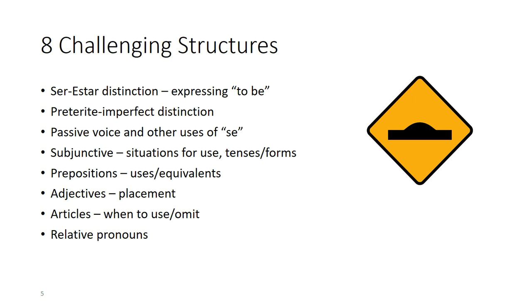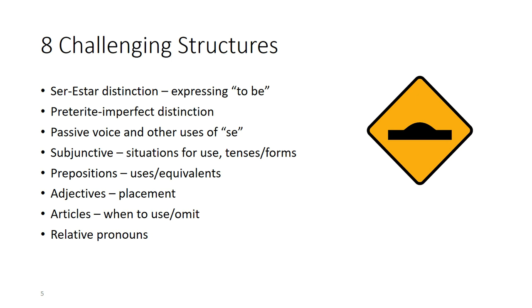So we're going to look at the ser, estar distinction, or expressing to be in Spanish, the preterite imperfect distinction, right? Different past tense aspect, passive voice, and other uses of the particle se. That little 2-word particle se has several uses, including the passive voice. We're going to talk about the subjunctive, prepositions, adjectives, in particular adjective placement, which can be tricky, articles, definite, indefinite articles, and there the dilemma is when to use them, when to omit them, and finally relative pronouns, those little words that introduce relative clauses.